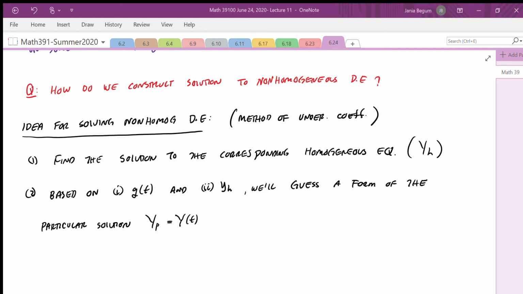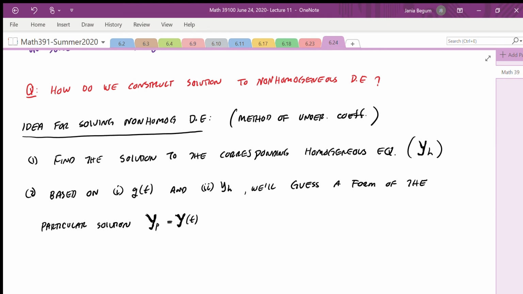This is yh, which is the homogeneous solution, and this is big Y of t. Sorry, sometimes it's weird, right? All these symbols, and then when I write it, it makes it weird.